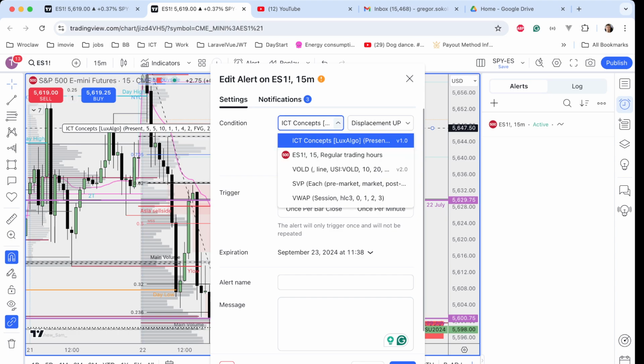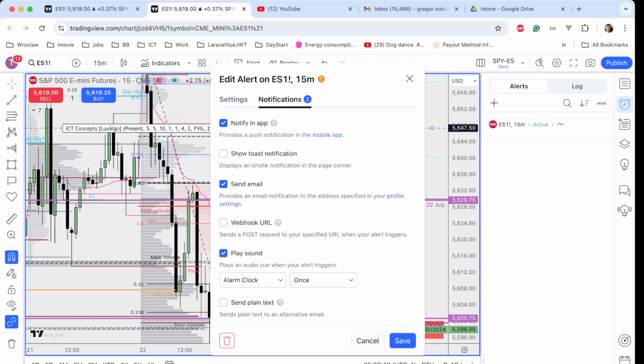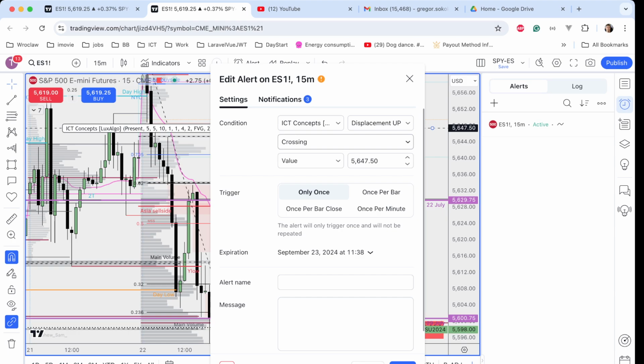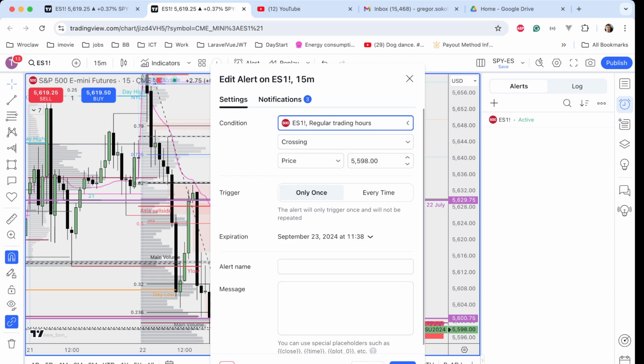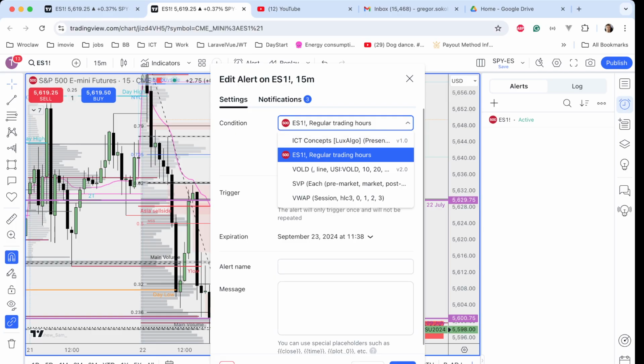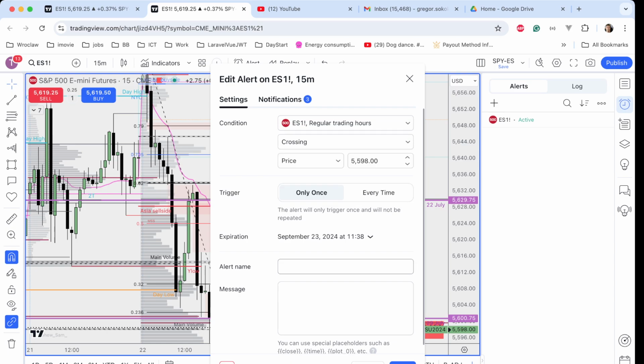Condition. Crossing. Use regular trading hours. No. Actually, yes. So crossing message, yeah. Just crossing. Let's just save that.